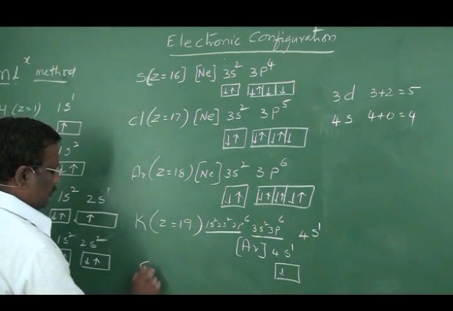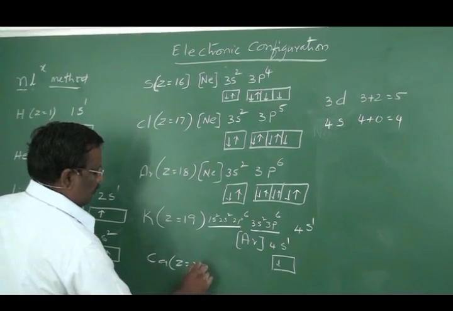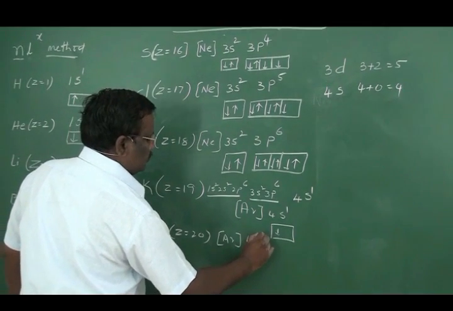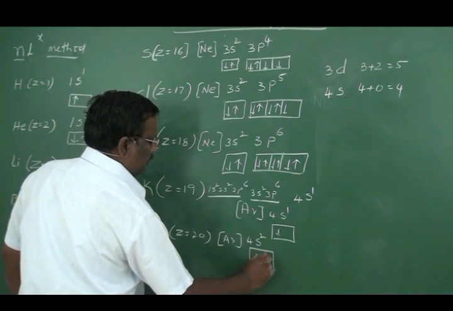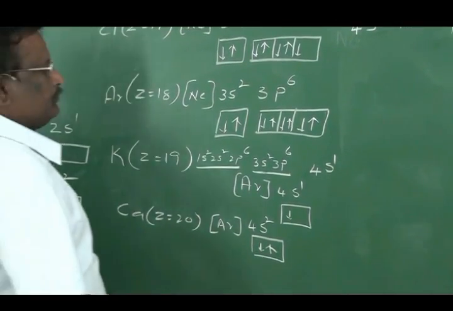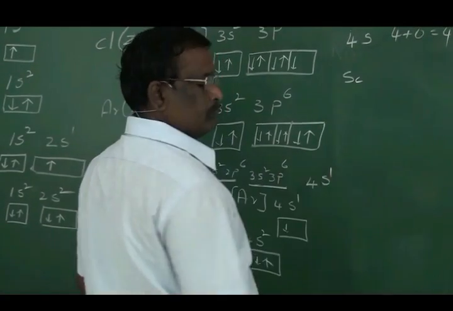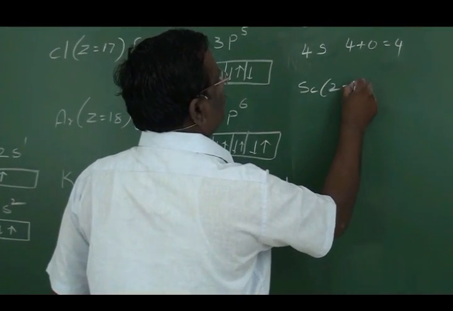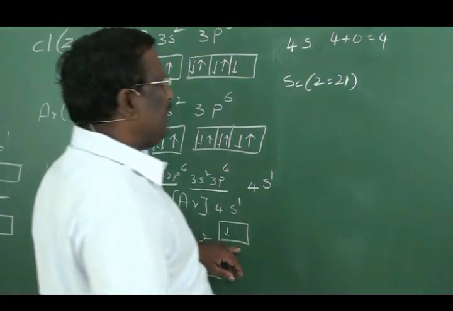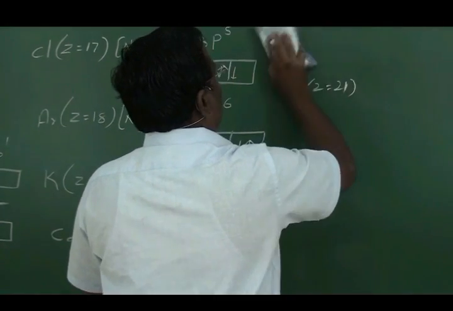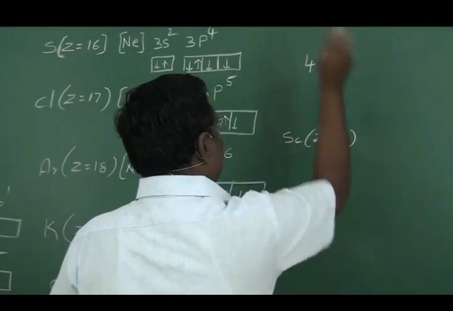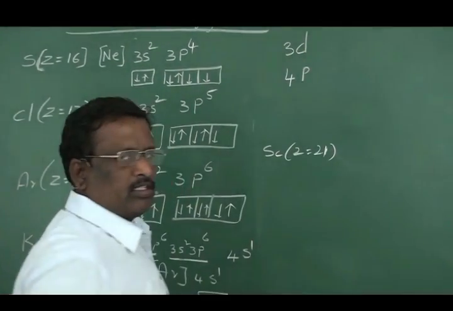Now after potassium we have calcium, 20. So argon, 4s2, because the 4s orbital can accommodate 2 electrons. Now after calcium, the next element is scandium. Scandium atomic number is 21. So where does it have to go? After 4s we have 4p. But in the third energy level we have the 3d orbital, which is also empty.